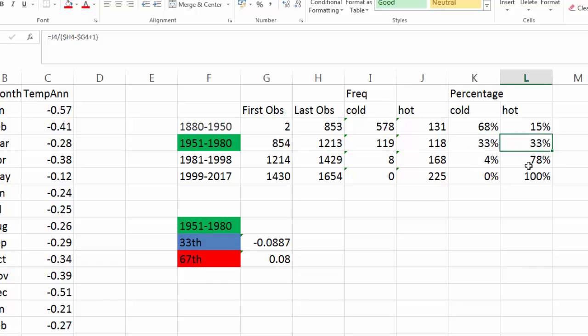Now it's not a surprise that in the reference period we have 33% cold and 33% hot days, because that was exactly how we defined hot and cold initially. So we can clearly see that as we move on in time, the months are getting hotter. In fact, in the last period, 1999 to 2017, according to our definition, we only have hot days.